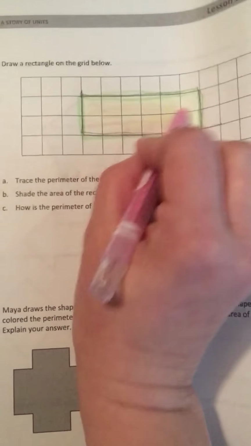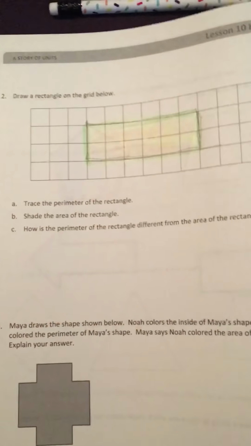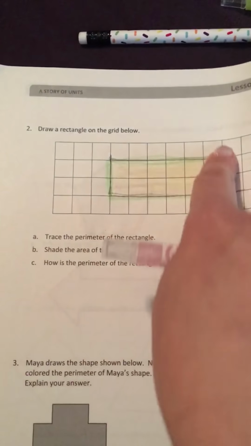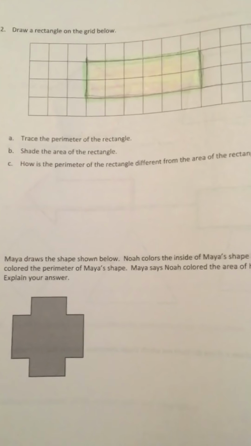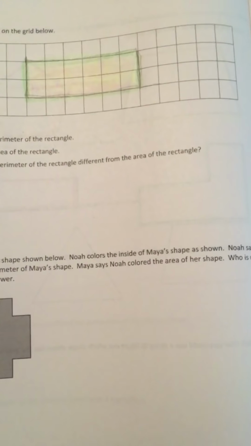I couldn't see that at all. Area. Area. There you are. Okay. Area. Perimeter. Okay.